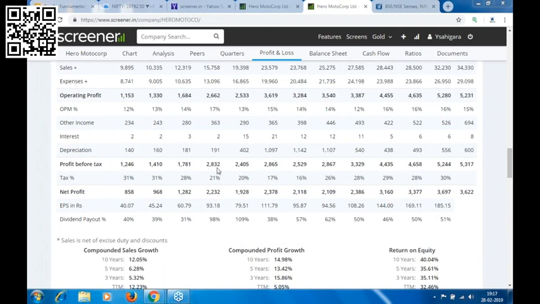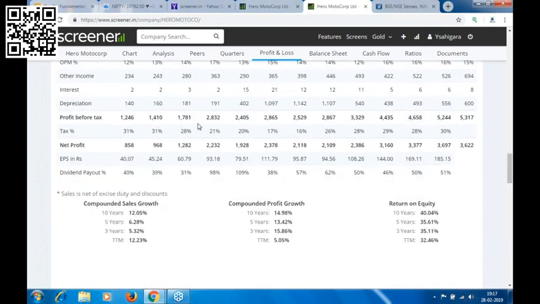Profit before tax, if you see the profit, because if the company is growing, we can consider the company to be fundamentally strong. If the sales of the company are increasing and the profit of the company is increasing, that gives us an idea that the company is growing on a year to year basis. Profit before tax, if you see, is increasing on a year to year basis, and net profit is also increasing on a year to year basis.